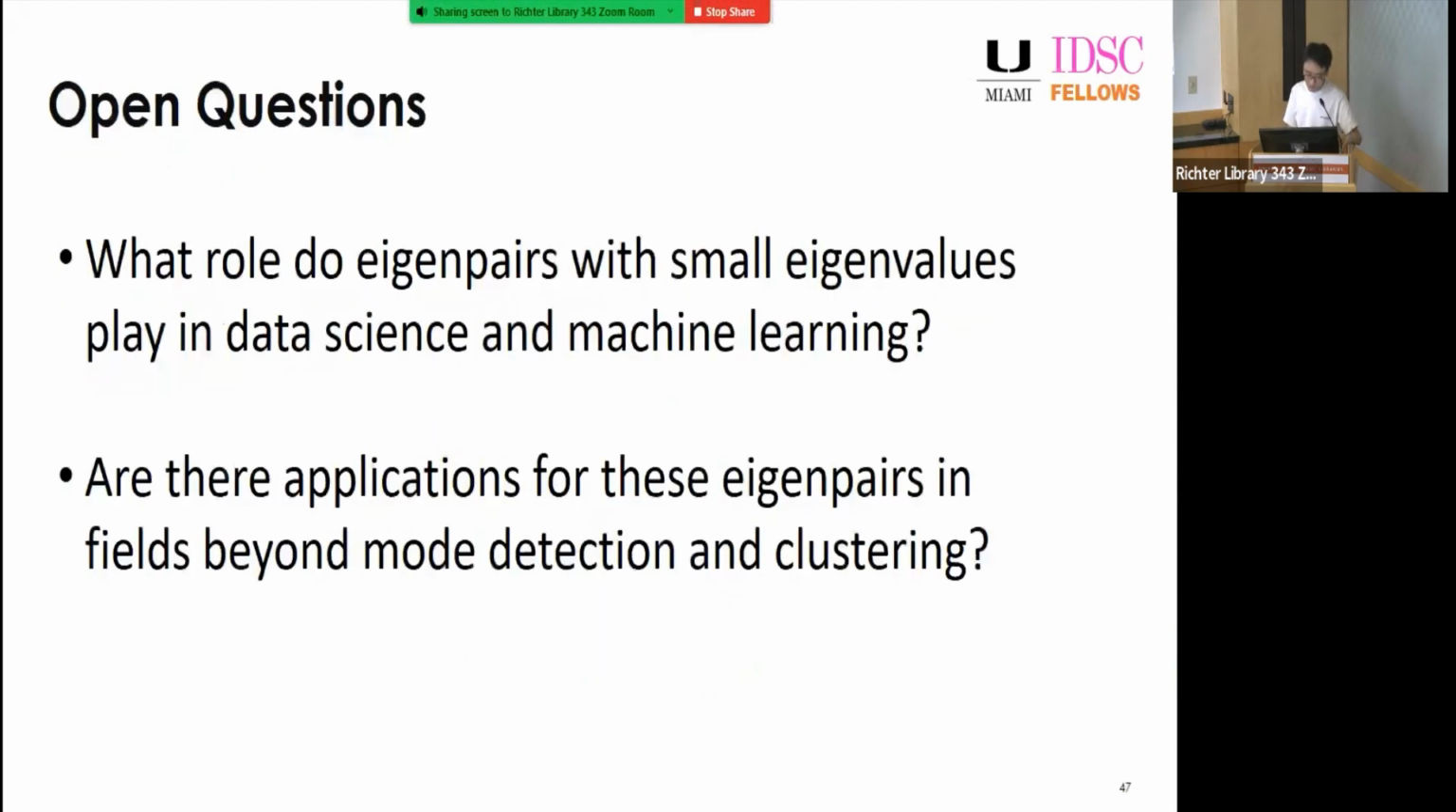So the question we suppose is that we want to know what role do the anger pairs with small anger values play in data science and machine learning in general, and are there applications for these anger pairs in fields beyond mode detection, as in my previous work, and clustering, like the random graph theory.